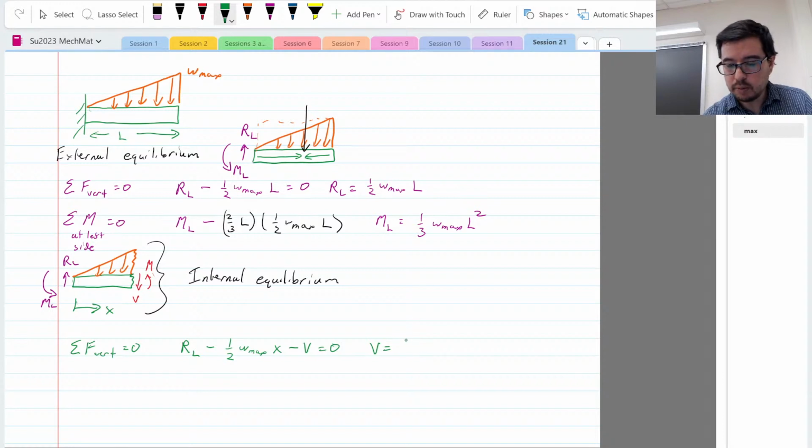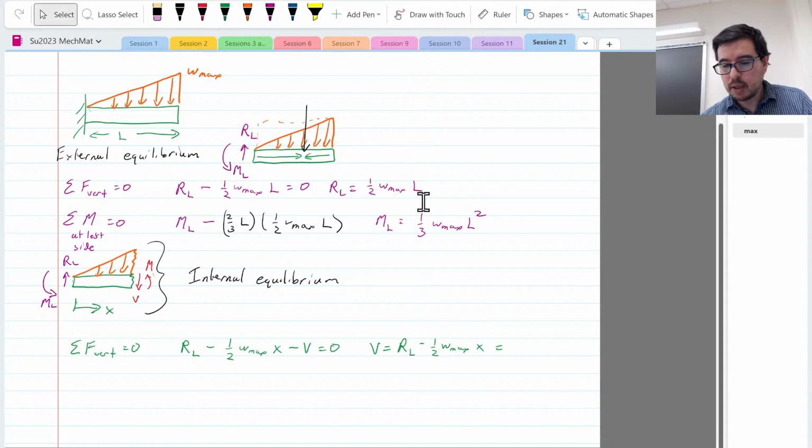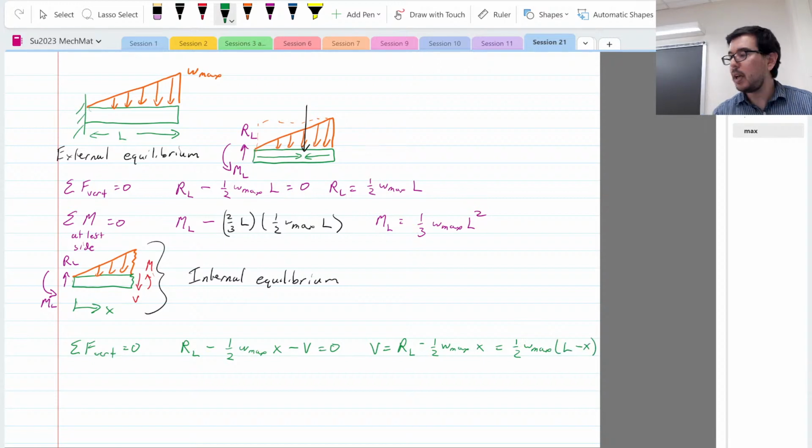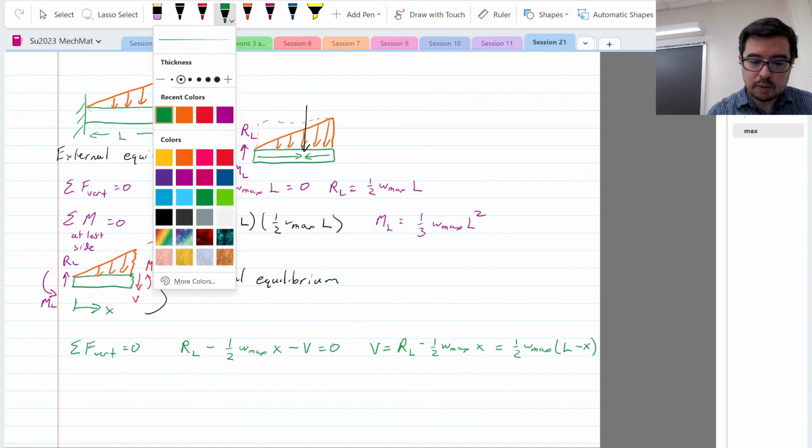So RL, I'll just write it out. RL minus 1/2 W max X, and RL is 1/2 W max L, so V is going to be just 1/2 W max (L minus X).